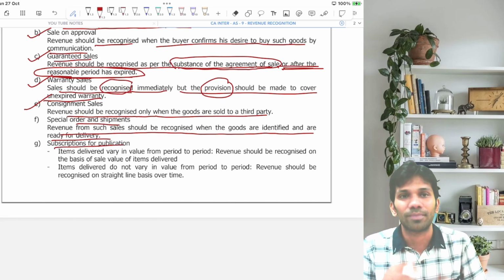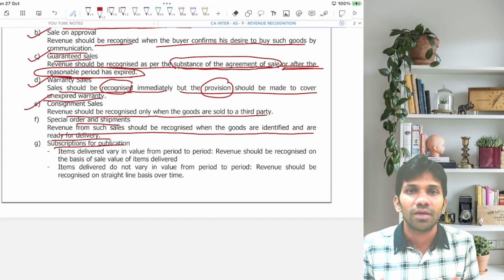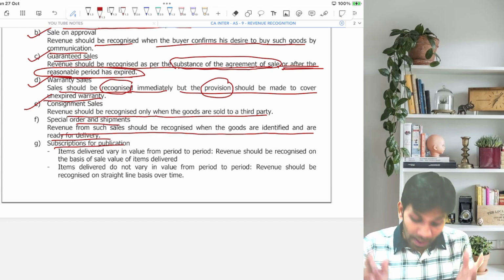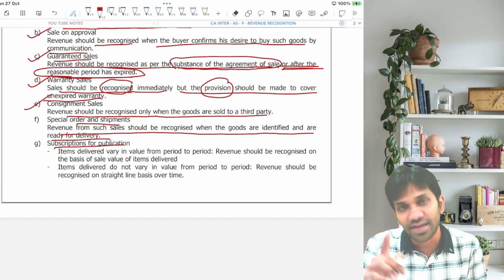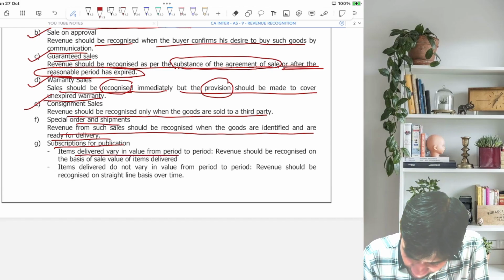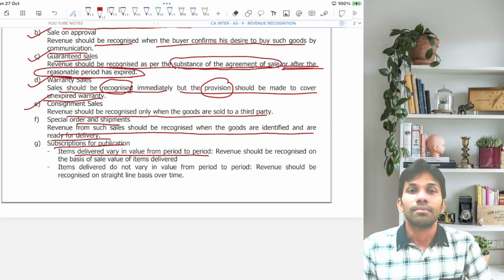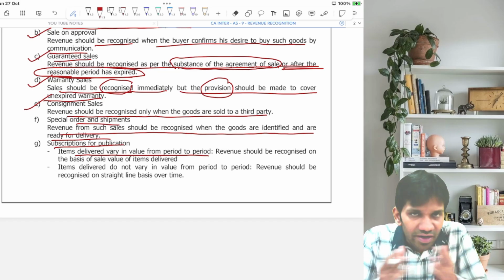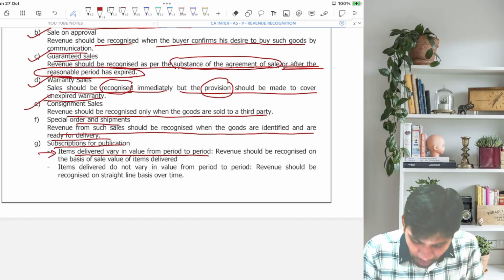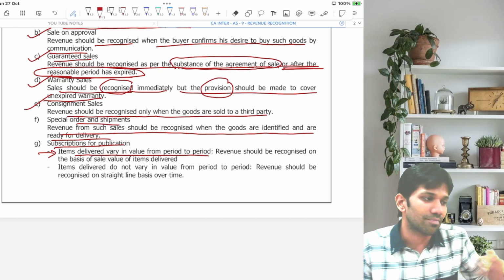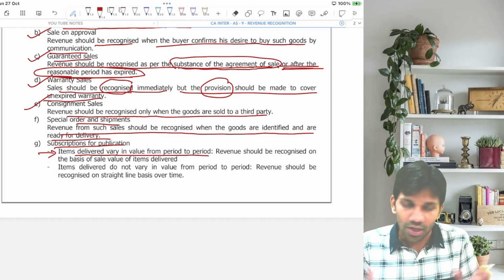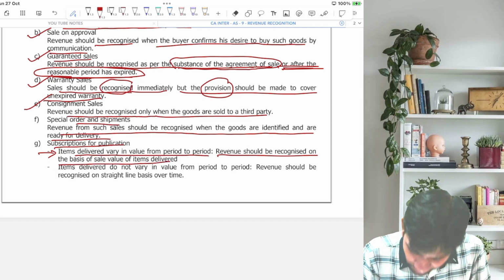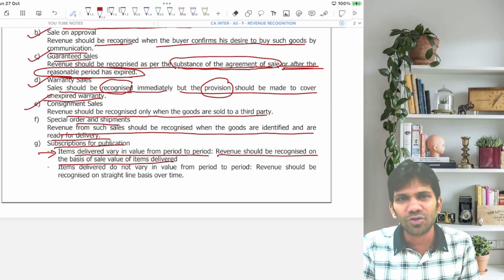Subscriptions for publication. Publication means whatever magazines people order at their home: sports magazines, car magazines, Miss India magazine, and many more. In such cases, when should revenue be recognized? Items delivered vary in value from period to period. Means if I am publishing magazines of different values, some cost 100, some 50, some 2000, 1000, whatever. Then revenue should be recognized on the basis of sales value of the items delivered.